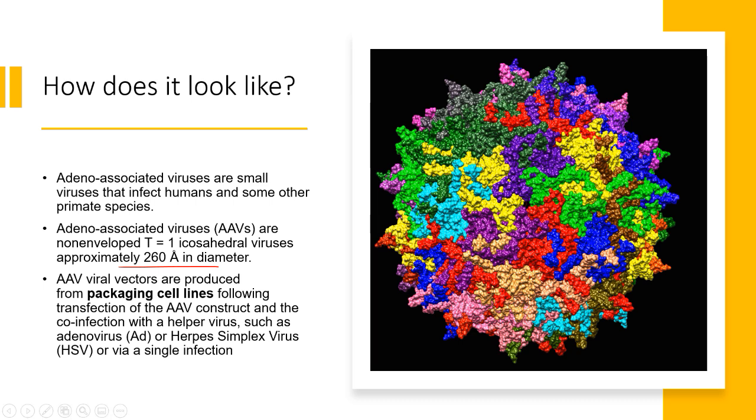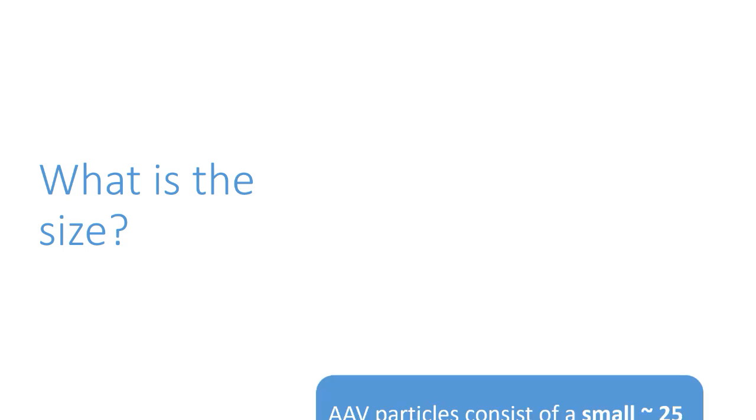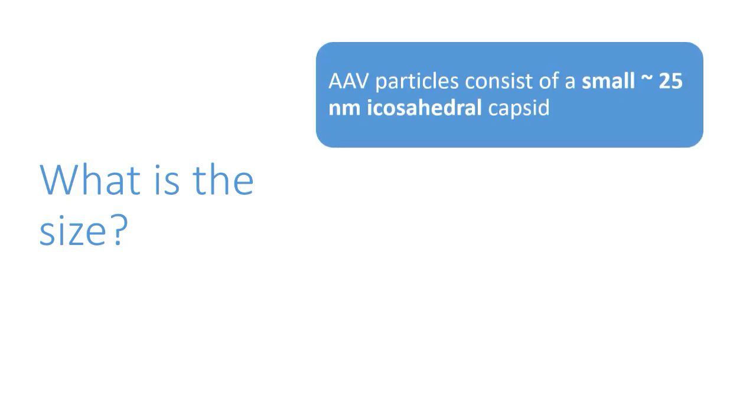we need to co-infect our target cell with some accessory virus like adenovirus or herpes simplex virus. So it is a small virus of 260 angstrom in diameter. What is the size? Again, as I mentioned earlier, it's a very small virus with a 25 nanometer icosahedral capsid. The total diameter of the capsid, which is icosahedral like adenovirus, is 25 nanometers, but for adenovirus it was 70 to 100 nanometers. So it's 4 times smaller than an adenovirus.